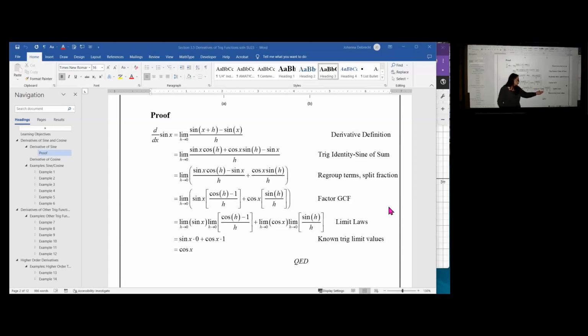The second term gives us the limit of cosine of x as h approaches 0. There's no h, so it's just cosine x. It's multiplied by the limit of sine h over h, which we know approaches 1 as h goes to 0. That gives us cosine x times 1. And of course, this results in cosine of x. And we end our proof with quod erat demonstrandum, which means that which has been demonstrated.